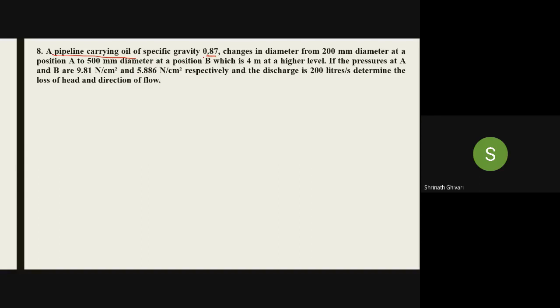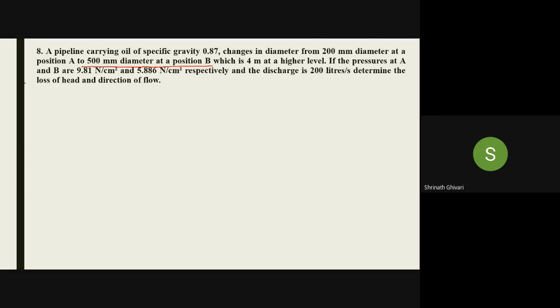Specific gravity is 0.87. It changes in diameter from 200 mm diameter at position A to 500 mm diameter at position B. So it is like a convergent type. The diameter changes from 200 to 500 mm at position B, which is 4 meter at a higher level.